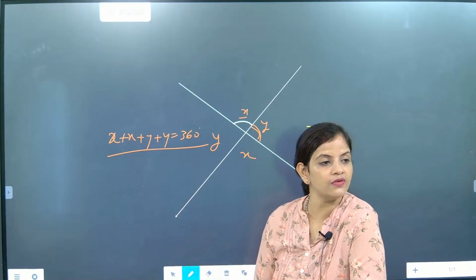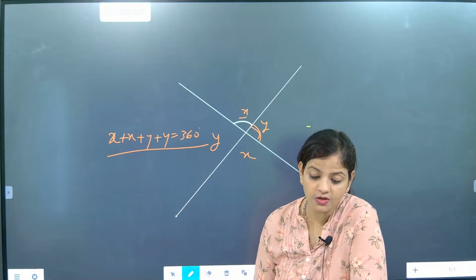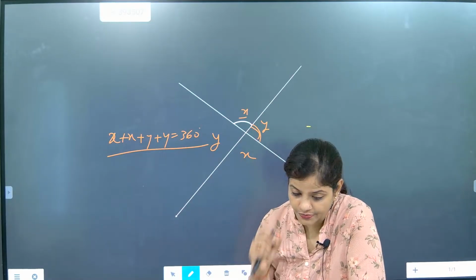Now a line can have infinite number of points. Is it a theorem or an axiom or a postulate? Keep thinking.